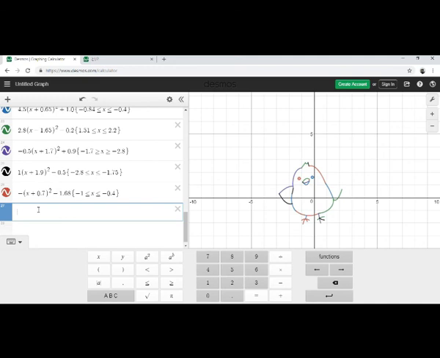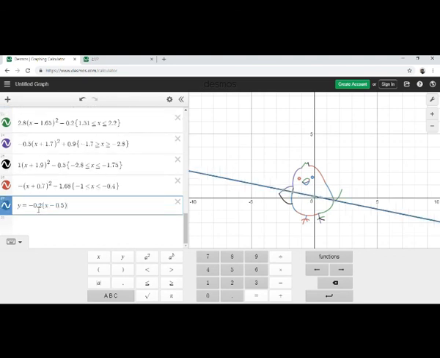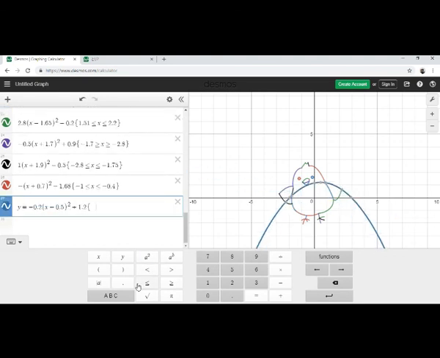And for the last equation, we have y = −0.2 times (x − 0.5)² + 1.2, and 0.9 ≤ x ≤ 2.2.